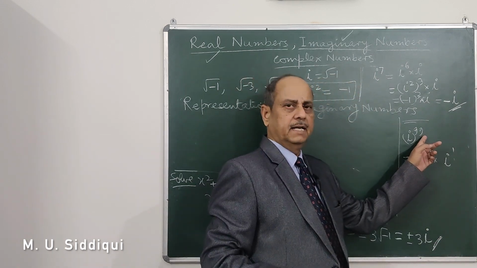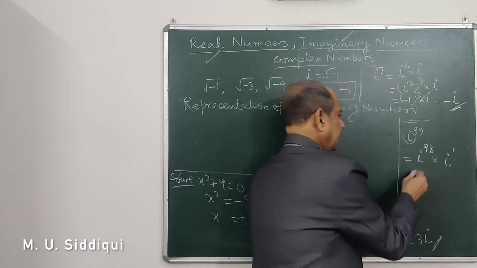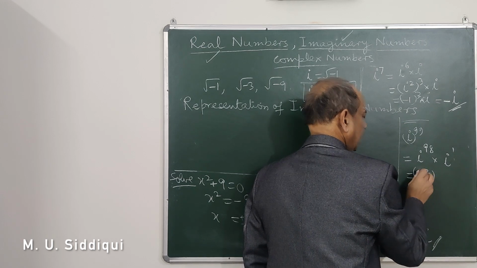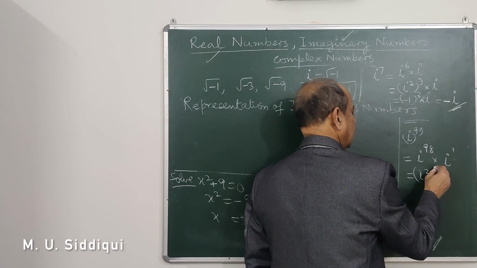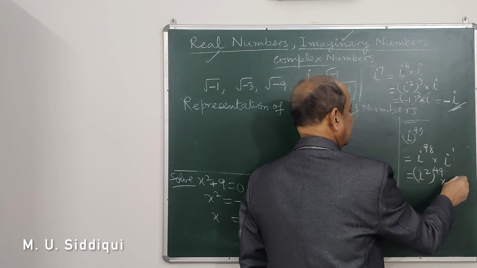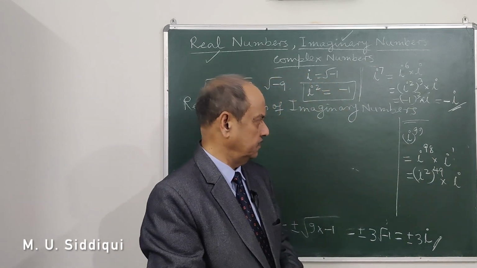I raised to power 99 could be written as i raised to power 98 multiplied by i, and i to power 98 can be written as i squared raised to power 49, and then i as it was. 2 into 49 is 98, am I right? Yes.